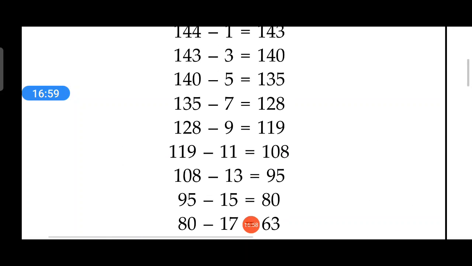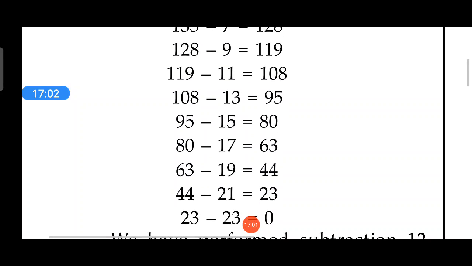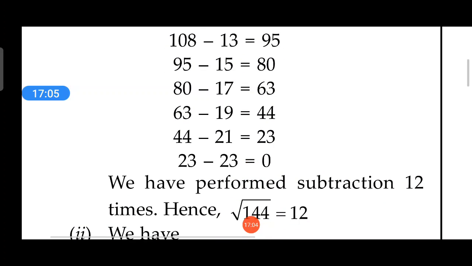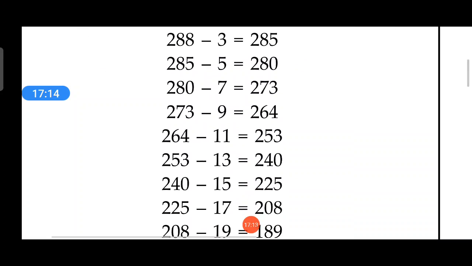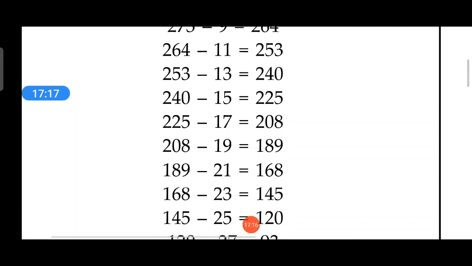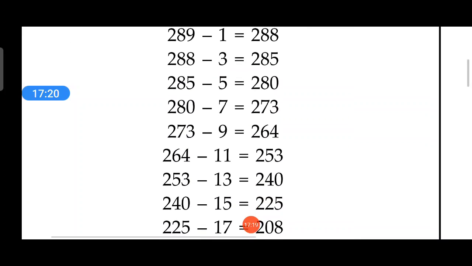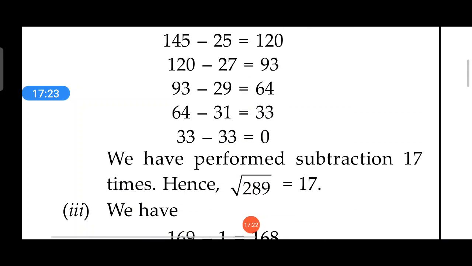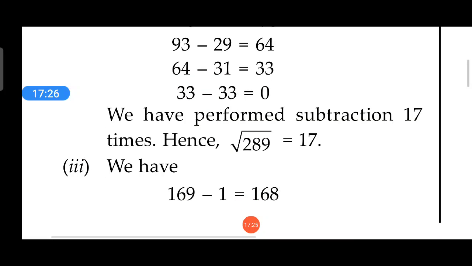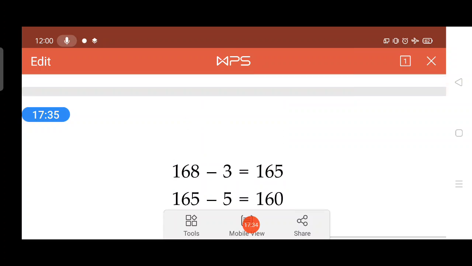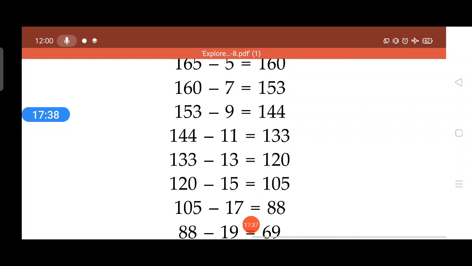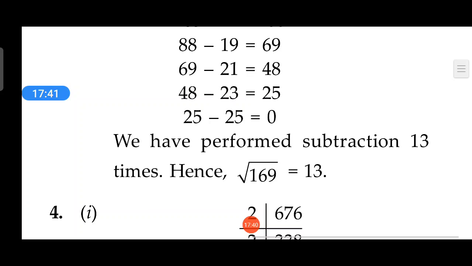So understood? How many times we are subtracting, that number is the square root. Square root of 144 is 12. The same way we have to do the remaining also. We have to remember, we have to subtract with the odd numbers. Here 17 times subtraction, so square root of 289 is 17. The same way we can do in the third also, 169. How many times? 13 times.